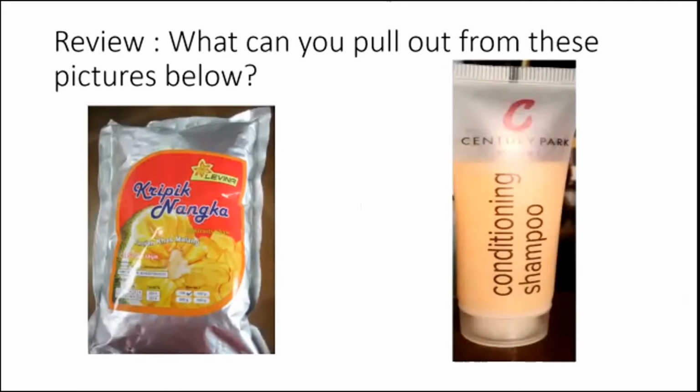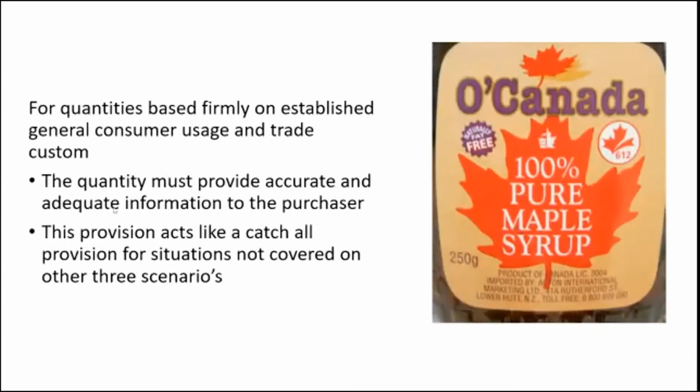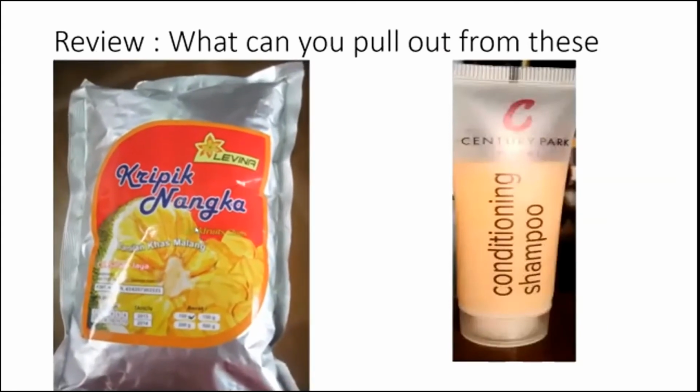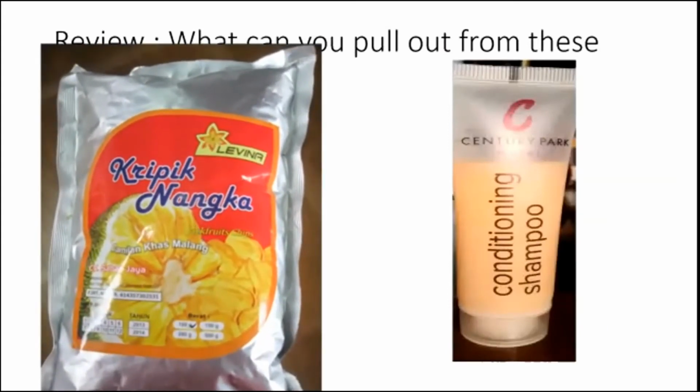Now, can you pull out from these pictures below? Can you zoom in on the keripik nangka with the quantity? Okay. Can you all see the nominal quantity printed on the label? Did you see? Because in the same size of a pre-package, they have 4 nominal quantities. They have 100 gram, 150 gram, 200 grams, and 500 grams.